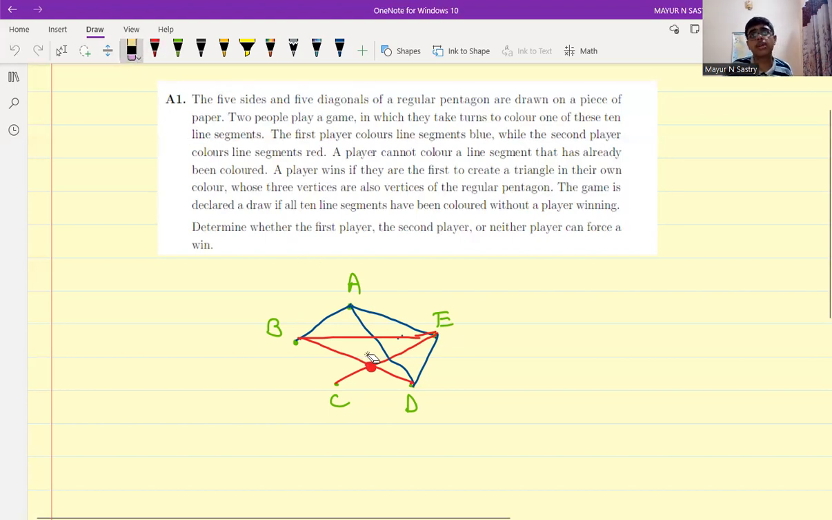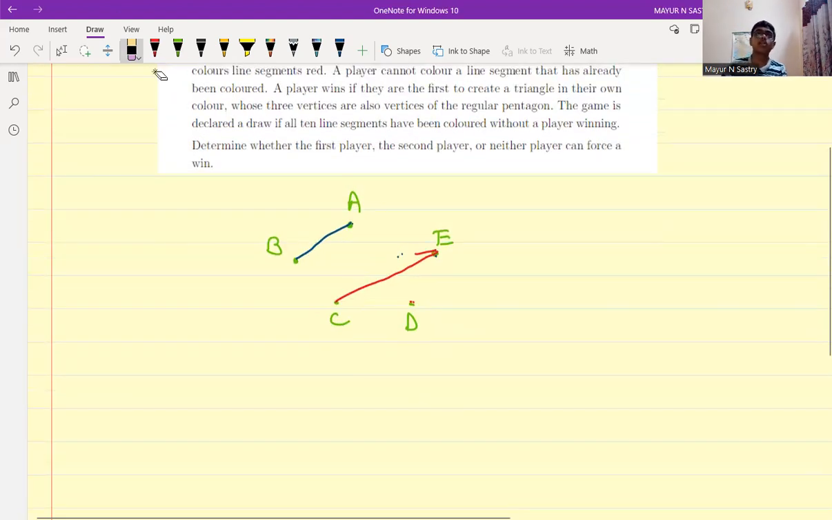So it indeed appears that there exists a winning strategy for A in this particular case, if the second player chooses CE. And in fact, we can do so for CD as well as DE in a similar fashion. So what we'll do is just write down this particular case in detail.